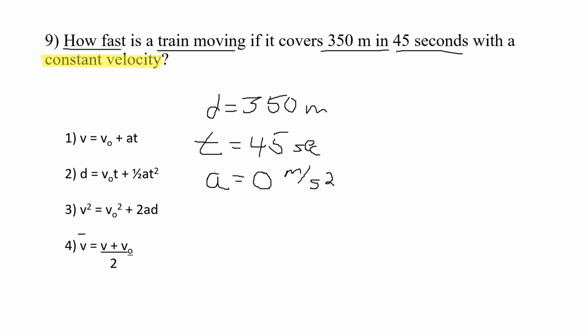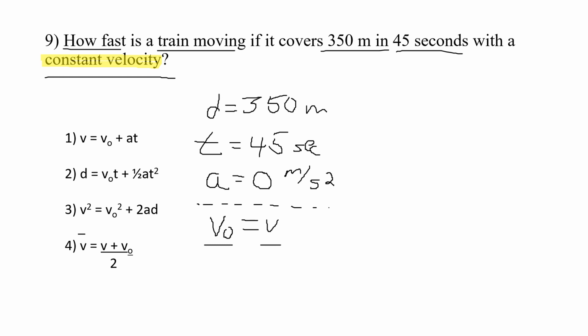Now, if the acceleration equals 0, this is important. We haven't done a problem like this yet. If the acceleration is 0, all the v's are the same. Your initial velocity would equal your final velocity because your velocity is not changing. That's what 0 acceleration means. That's what a constant velocity means. Your velocity is constant, so they're all the same.